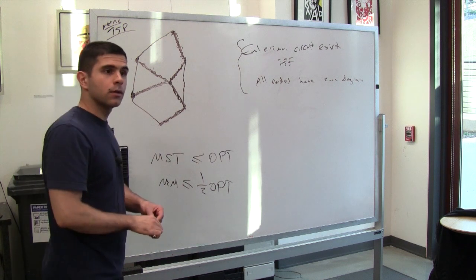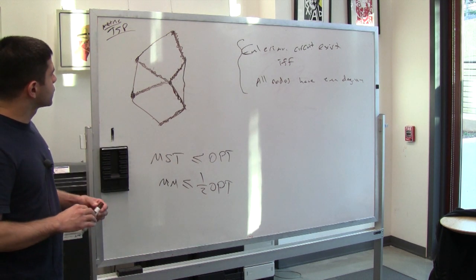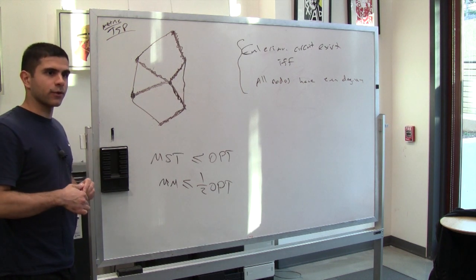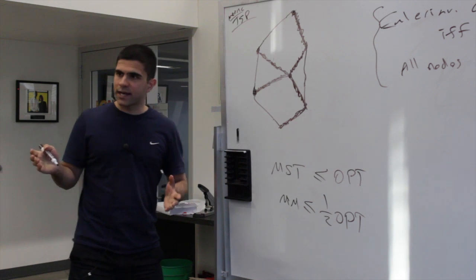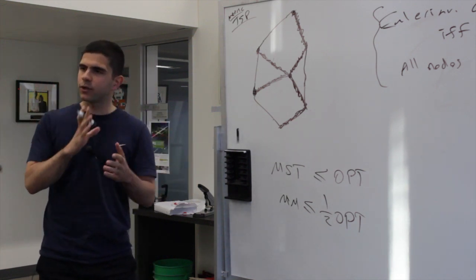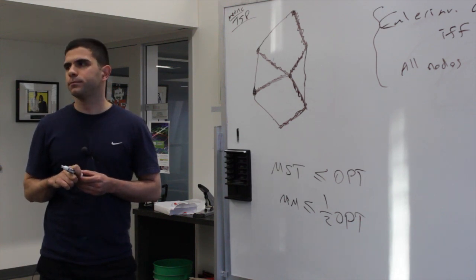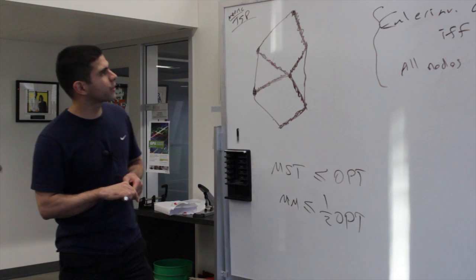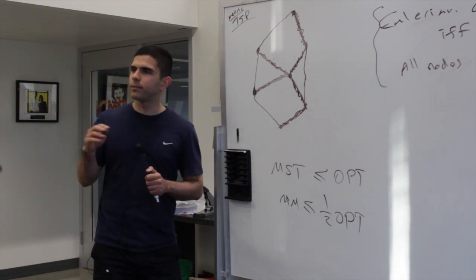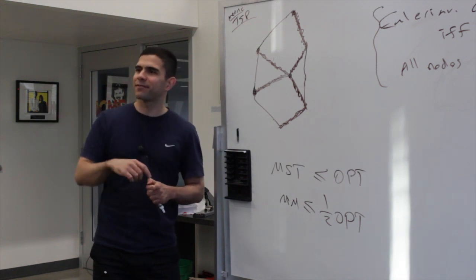Sorry, what is a minimum matching? Let's define a matching. I give you a bunch of nodes and I ask you to pair them up using edges that are there in such a way that you minimize the sum of edges used. So that's what we're going to do here. We're going to take the odd degree vertices and find the minimum matching between them, and just add that into the graph.